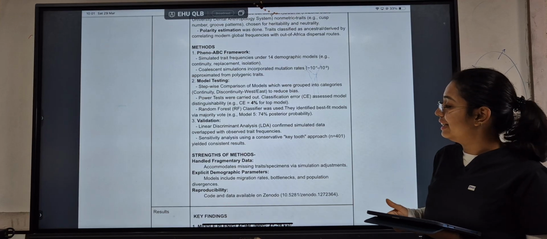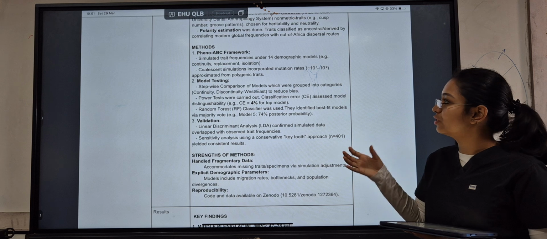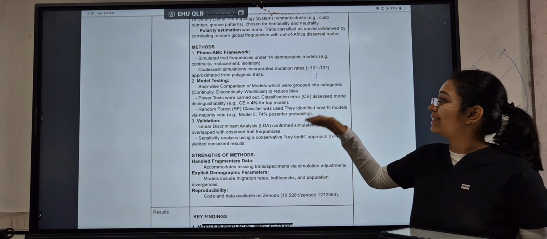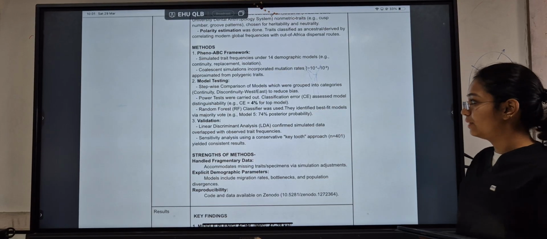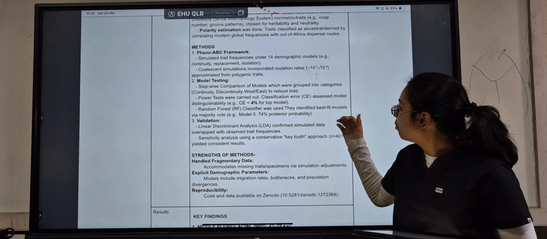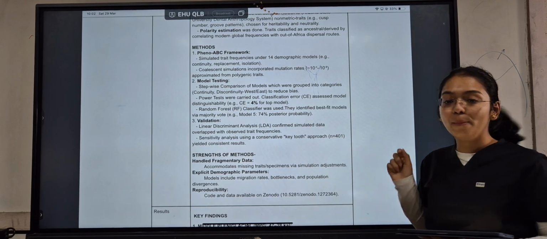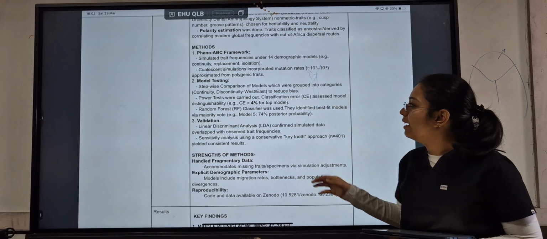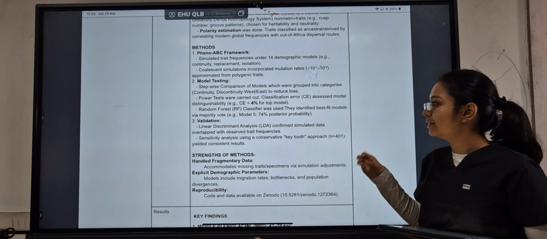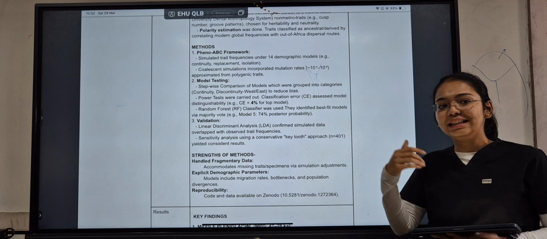The models were tested by stepwise comparison of models, which were grouped into categories based on continuity and discontinuity among the east and west populations. It was done to reduce the bias. Power tests were also carried out. Classification error was assessed, and model distinguishability was also seen. The CE classification error was 4% for the top model, and a random forest classifier was used.